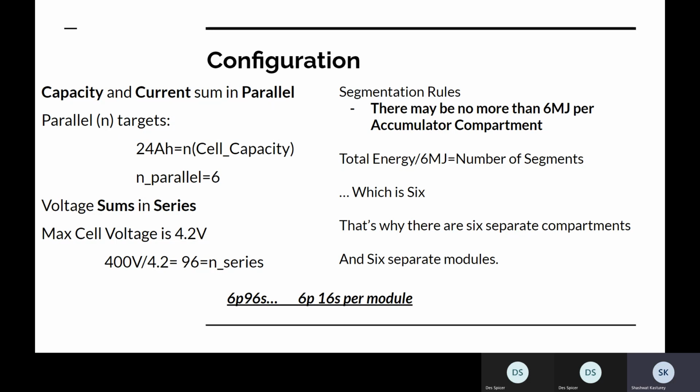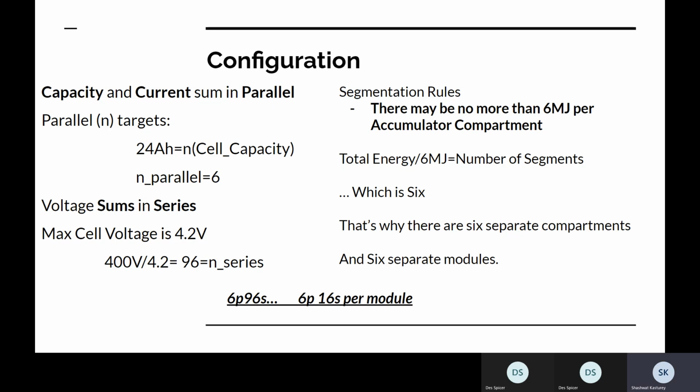I think I just explained how we got the cell capacity figure. I think I explained how we got the system voltage. So all you should really take away from this slide is that capacity, that's the amp hour number for each cell, as well as current, they sum in parallel, whereas voltage sums in series.